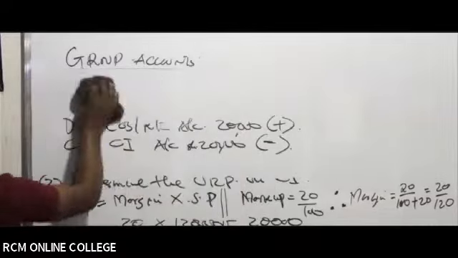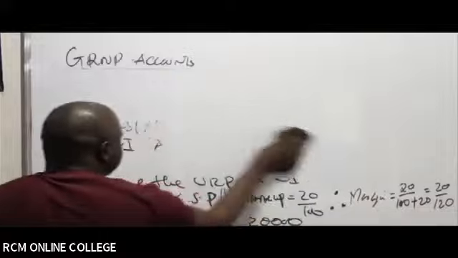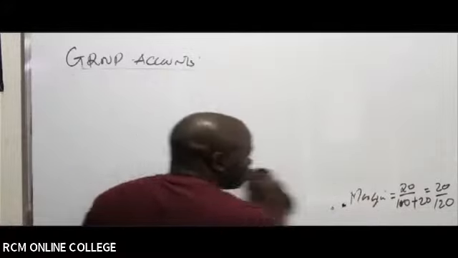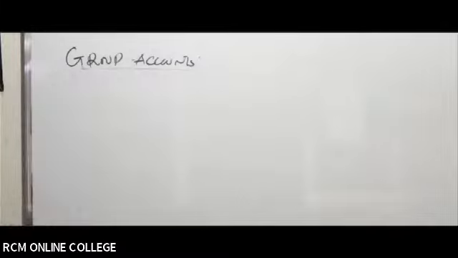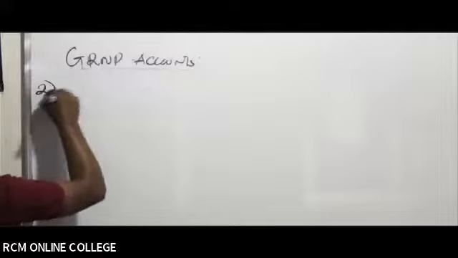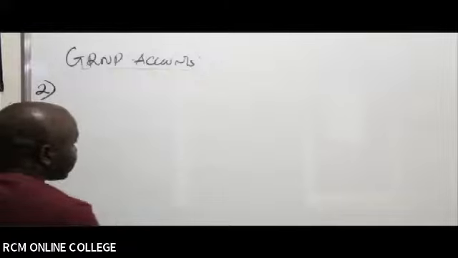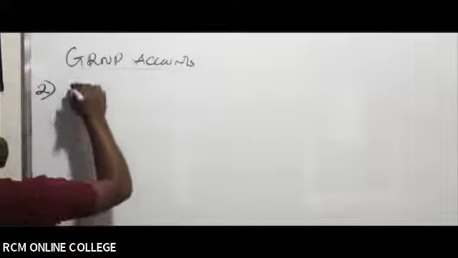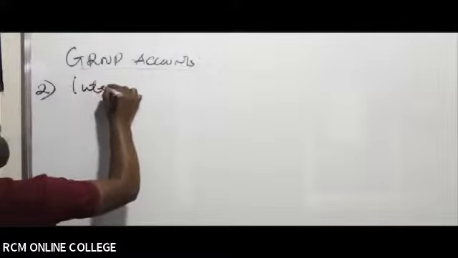Very common also in group questions. We have the intergroup balances. Remember, the first one is intergroup sales and the URP on closing inventory. So number two is what we call the intergroup balances.